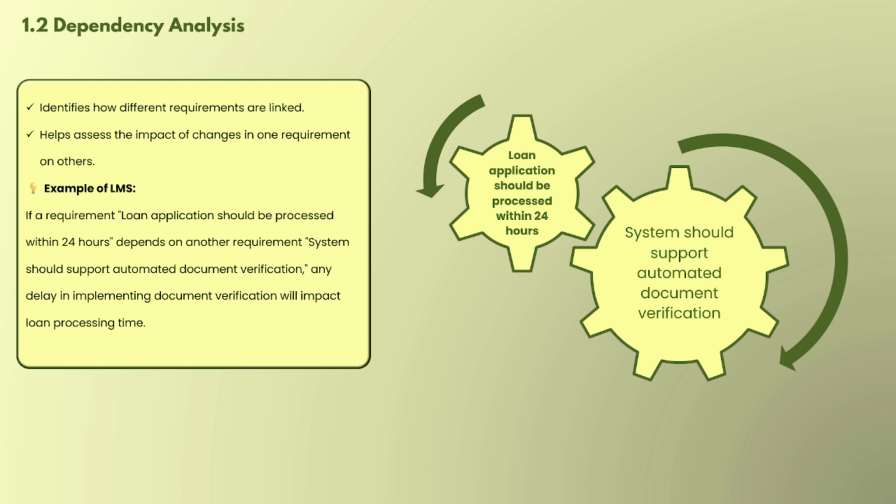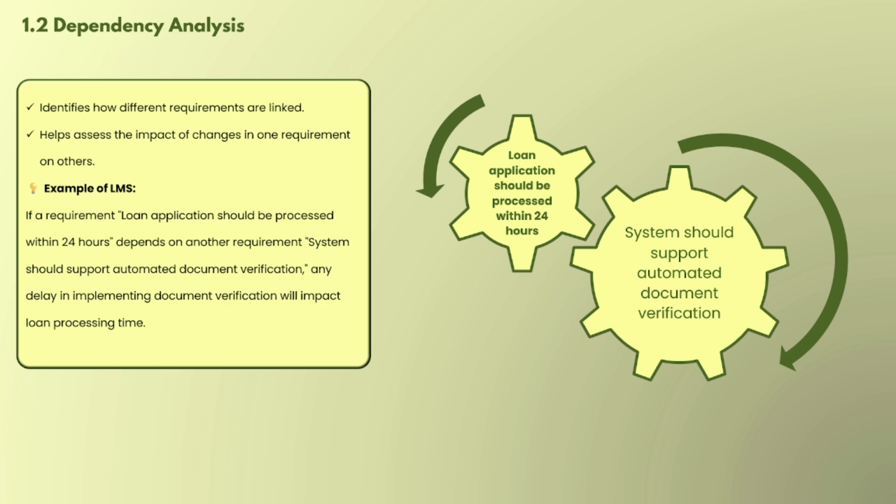It also helps assess the impact of a change in one requirement on others. Let's say we update the way users sign up. Maybe we add mobile number verification, which means during sign up we ask the customer to provide a mobile number, and then an OTP is sent to the customer's number, something like that.